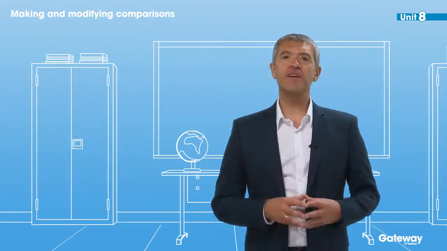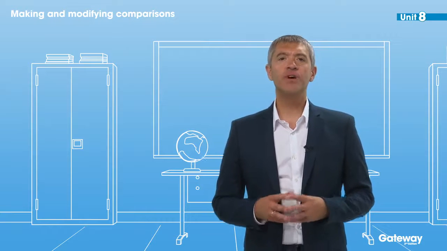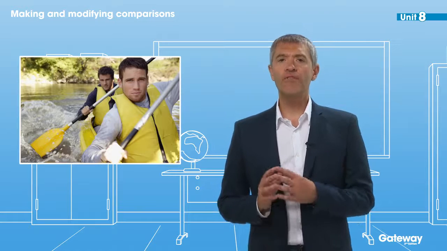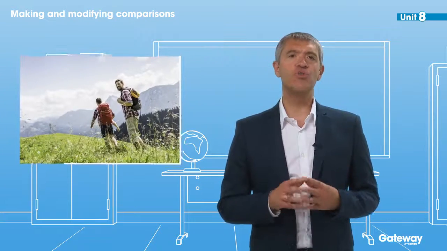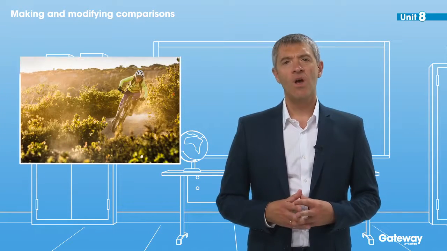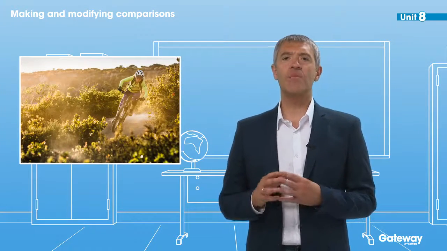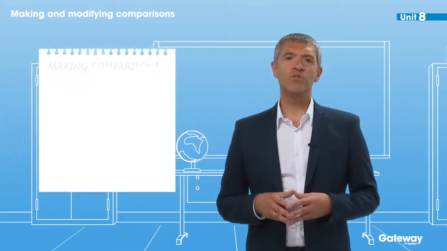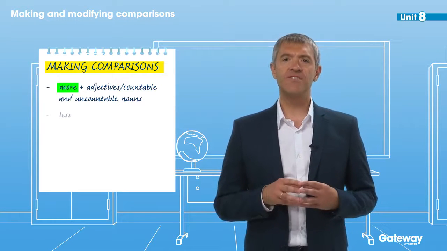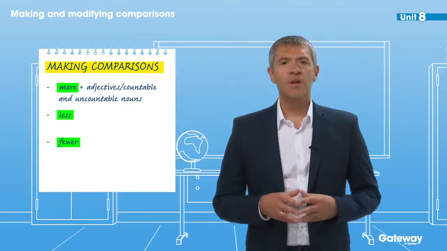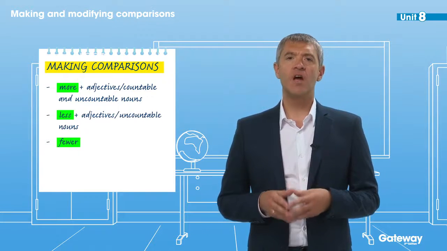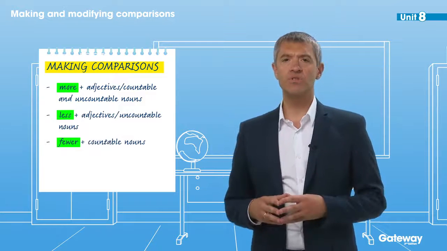In the Developing Speaking section in Unit 8, you heard people discussing different outdoor activities. Often, when we describe and discuss 2 or 3 different things, we need to make comparisons between them. Of course, there are many different ways of making comparisons. With nouns, we can obviously use more, but we can also use less and fewer. The difference between the two is that we use less with uncountable nouns and fewer with countable nouns.